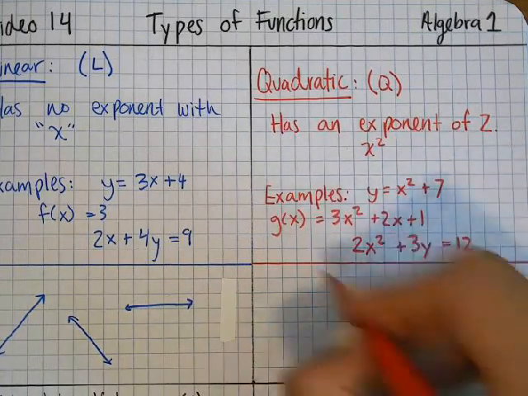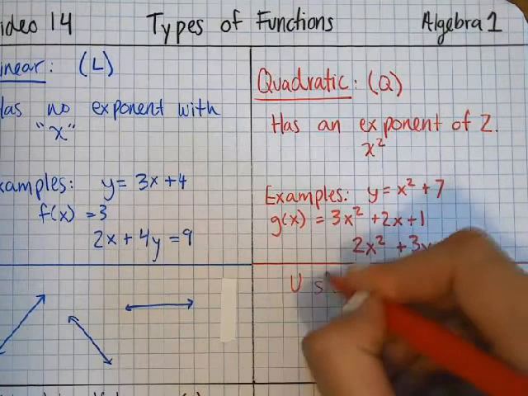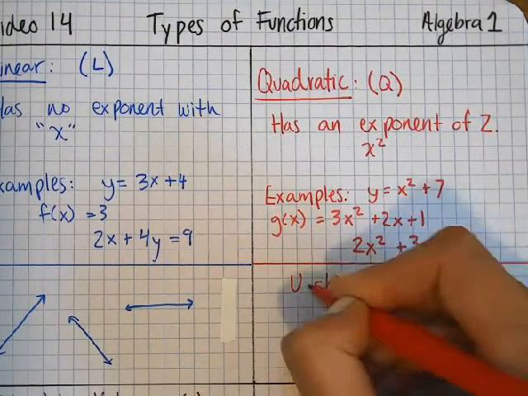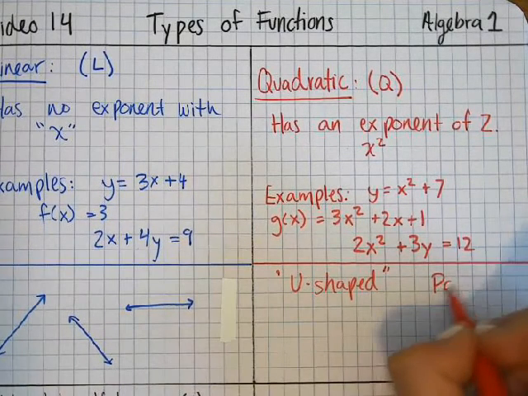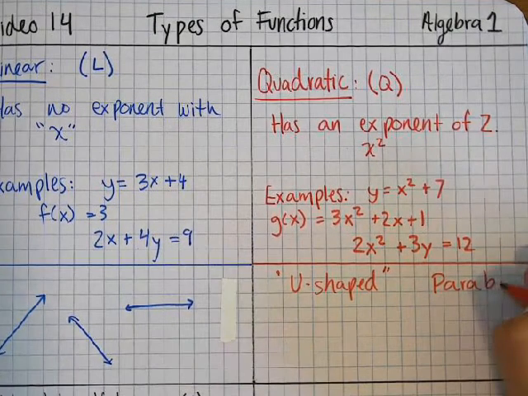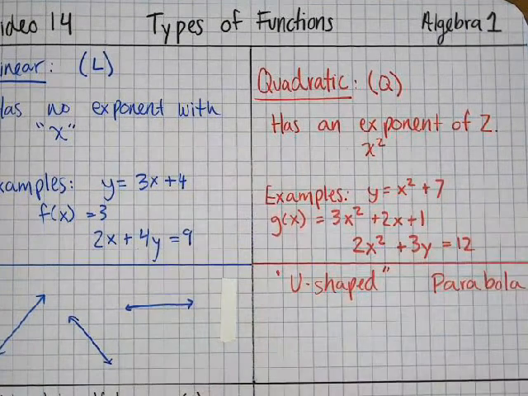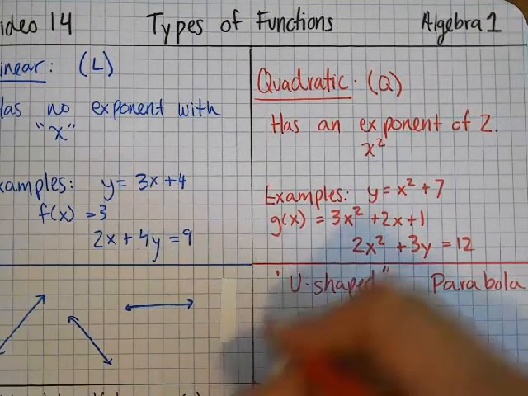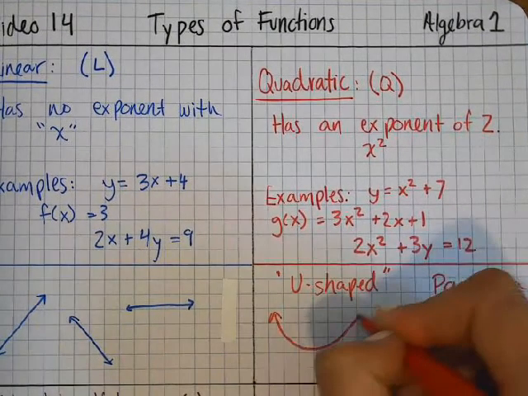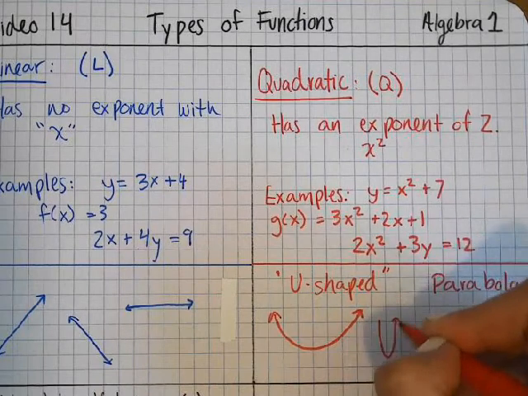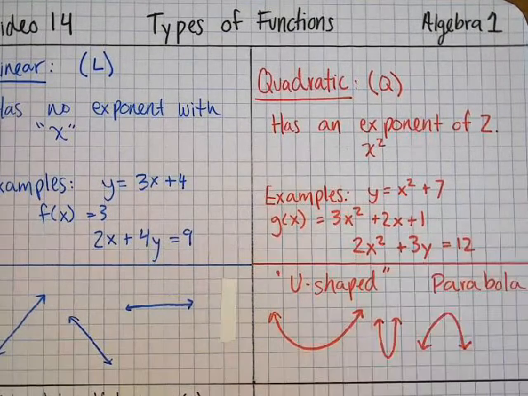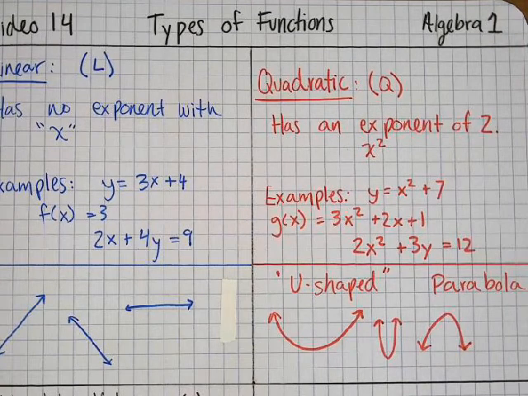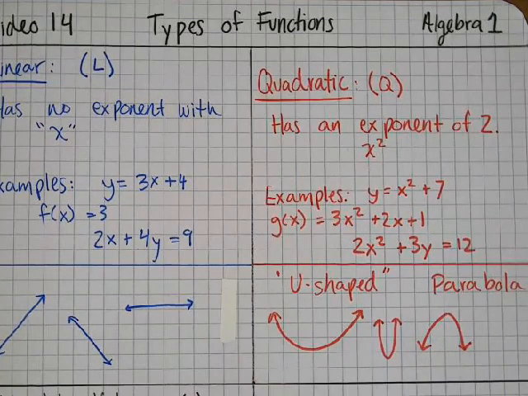And these graphs are U-shaped. Okay, the math term for U-shape is a parabola. I know it's spelled parabola, but we pronounce it parabola. Okay, and so it could be super wide, super skinny, okay, it could be upside down. We've just got all types of parabolas here.